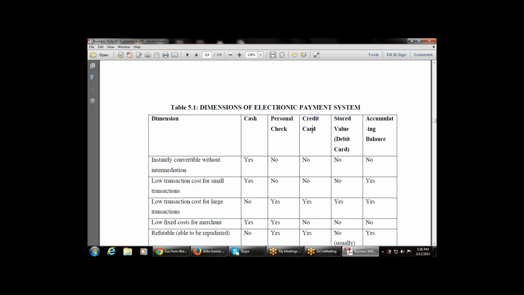Credit card is also a valid option. Debit card is also a valid option. Why? Because this is a large transaction, that is, the transaction quantity is very large. And accumulating balance is yes.